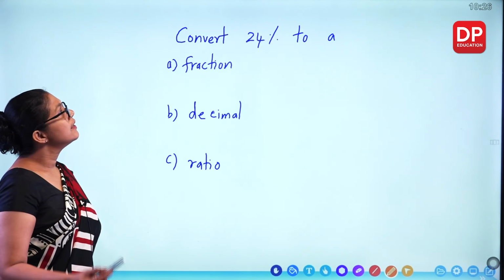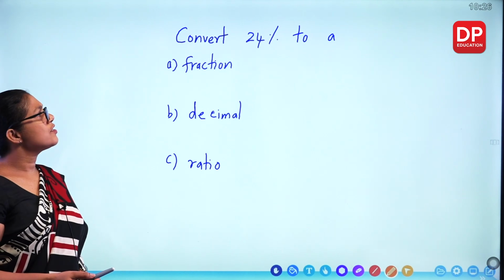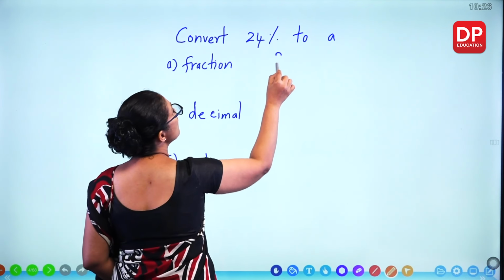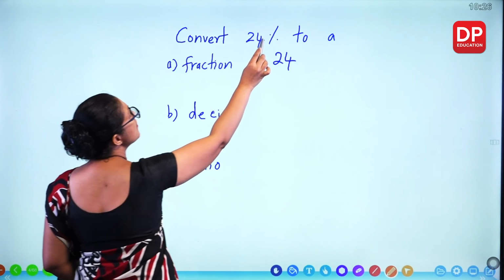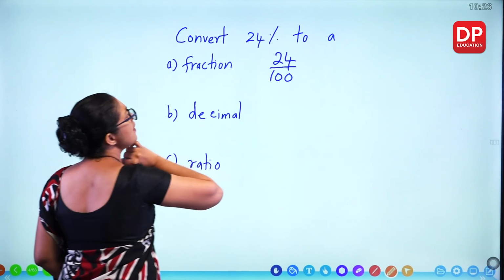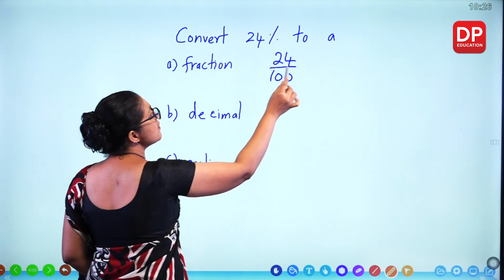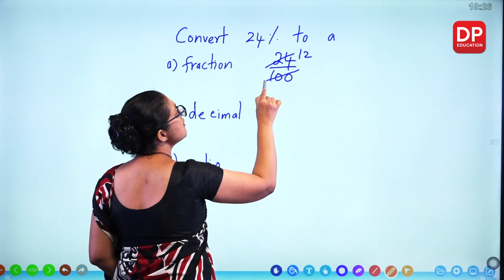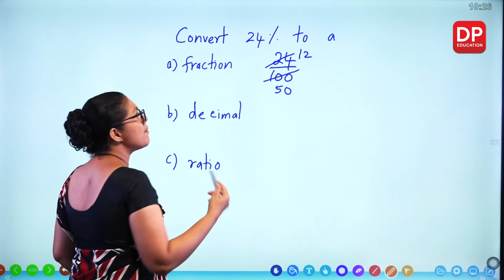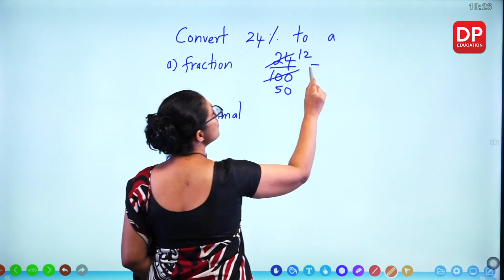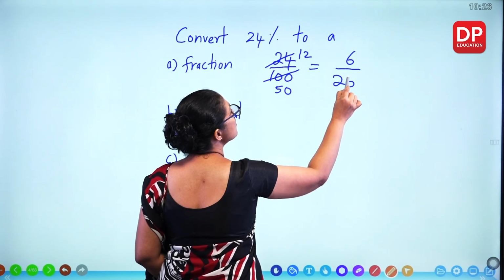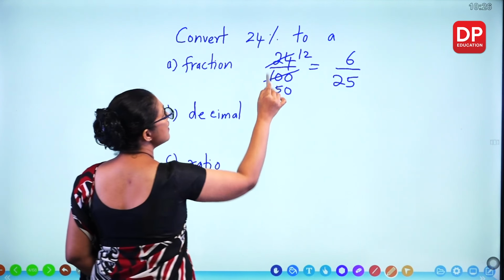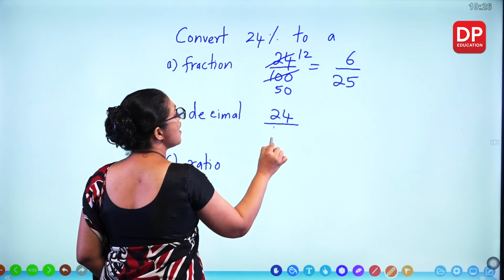Now we'll take this number, 24%, to a fraction, decimal and a ratio. So how do we convert to a fraction? This percentage sign means divide by 100. So 24 divide by 100, you can simplify further. Divide by 2, you get 12. Divide by 2, you get 50. Divide by 2 again. 2 times 6, 2 times 25. So 6 over 25.